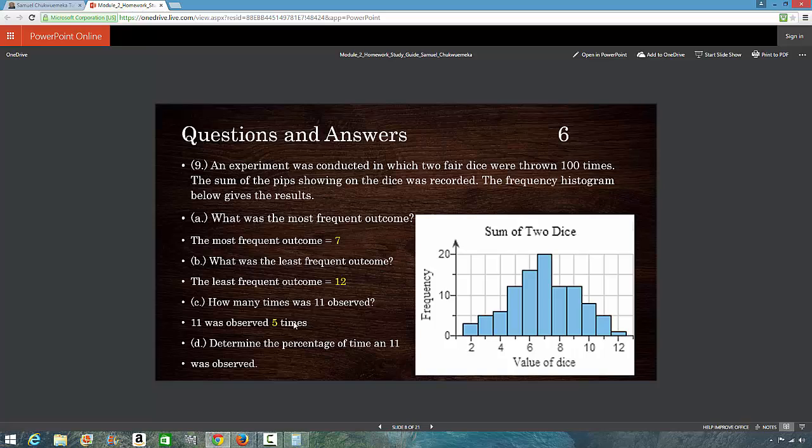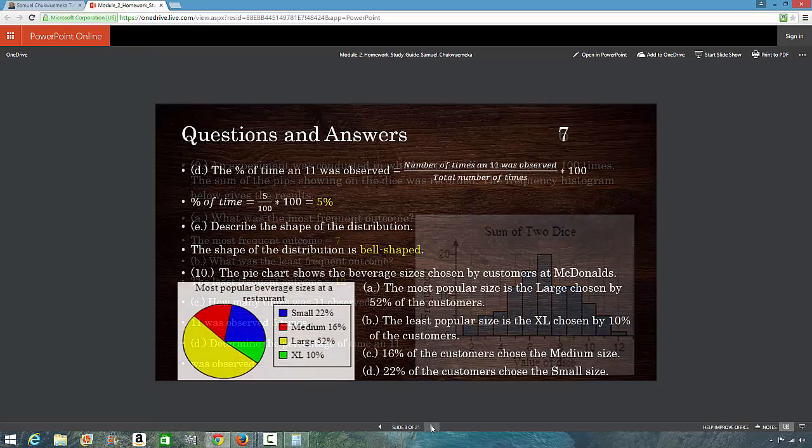So it's the same thing here. 11 was observed 5 times out of 100 times. So the relative frequency will be 0.05. Multiplied by 100 is 5%. Or you can just say 5 out of 100 times 100 over 1. The 100 at the denominator cancels the 100 at the numerator, and then you have 5%.